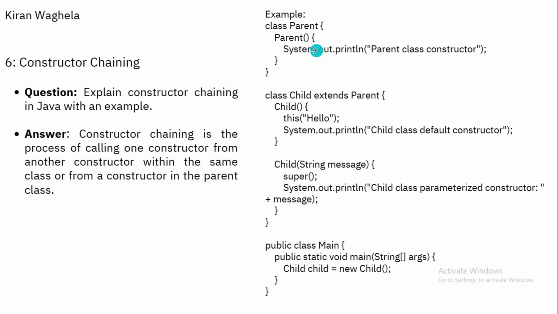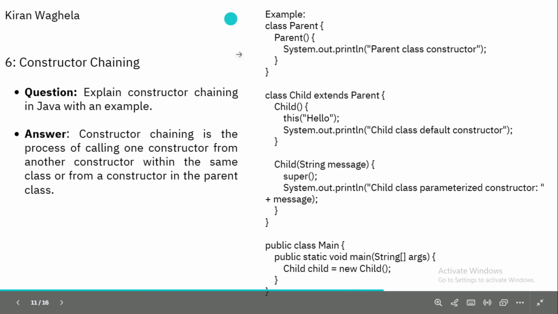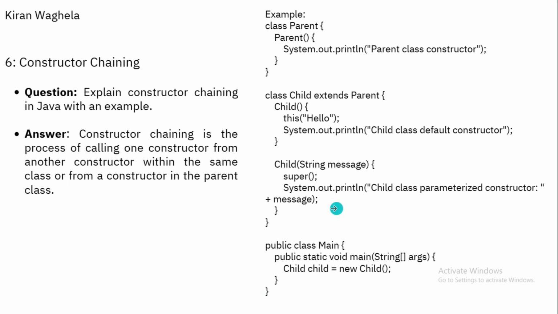Here we can take an example: the parent class has a parent constructor, and the child class extends the parent. Inside the child class, the default constructor calls this("hello") and prints that the child class default constructor is called. Another constructor takes a string and calls super, and another prints the child class parameterized constructor and message. This is another way of asking a tricky question.